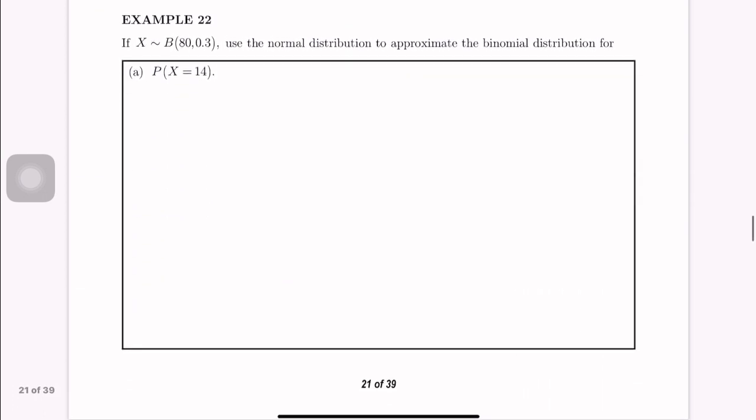Okay, so let's look at example 22. If x is binomially distributed with n equals to 80 and p equals to 0.3, use the normal distribution to approximate the binomial distribution for x equals to 14. So first, we need to look at the binomial distribution. We have n equals to 80, p equals to 0.3.